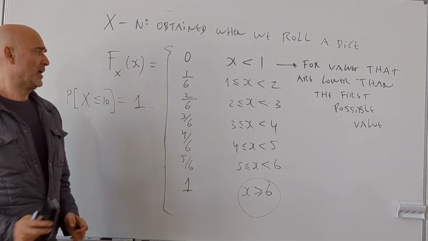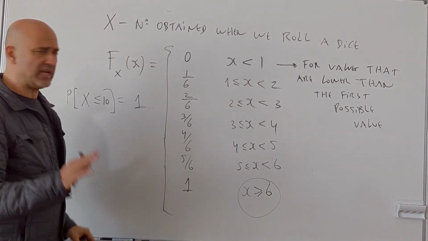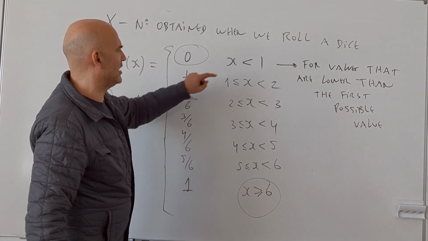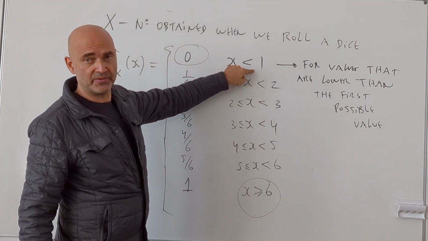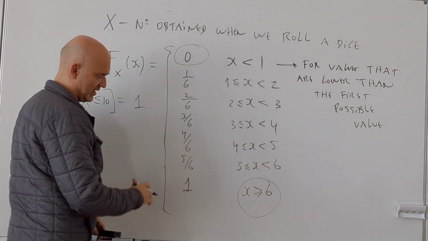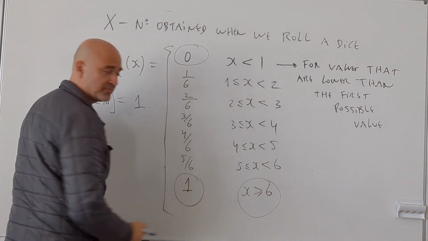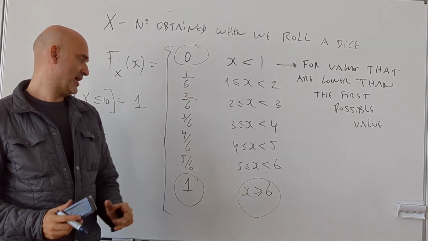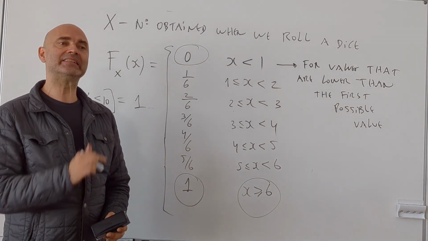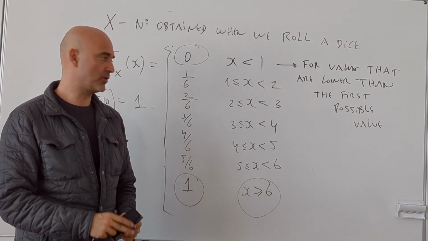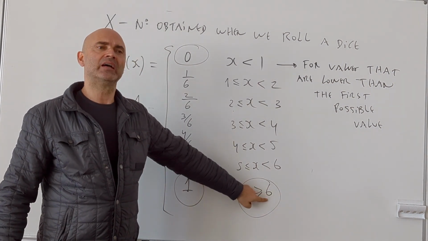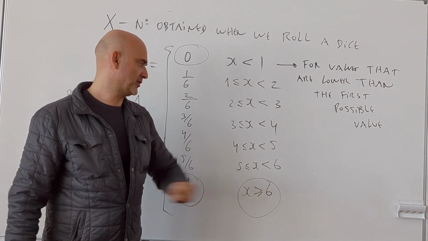Okay? So, now we always start with 0 for values that are lower than the first possible value. And we always finish with 1 for values that are equal or higher than the last possible value. So here we put the first possible, here we put the last possible value.